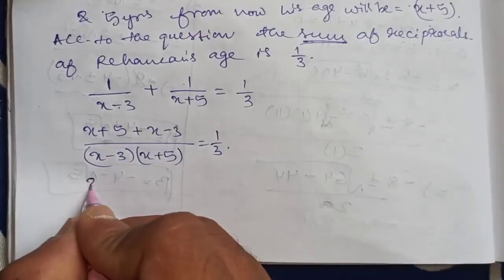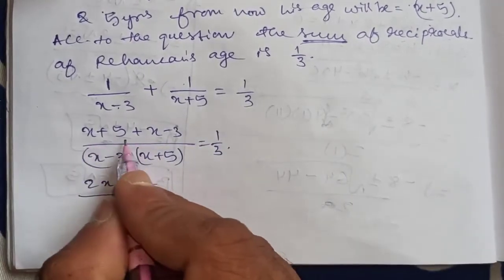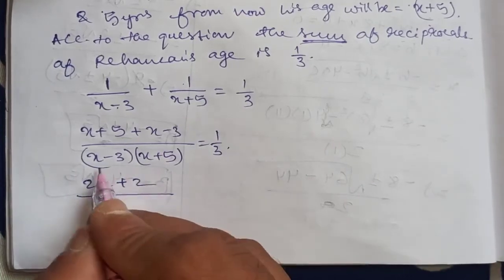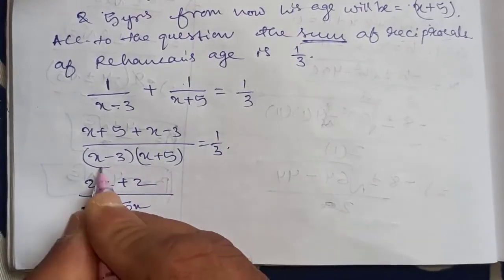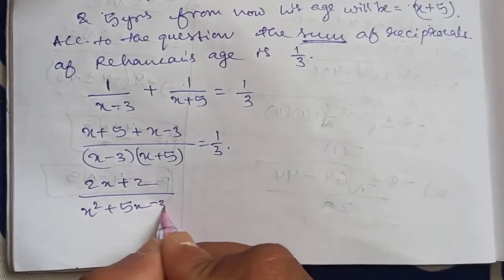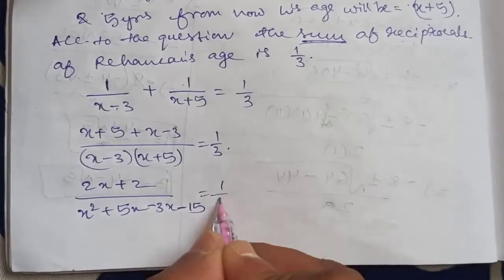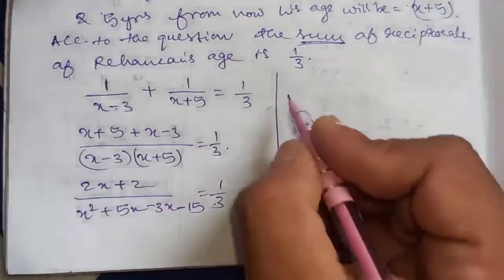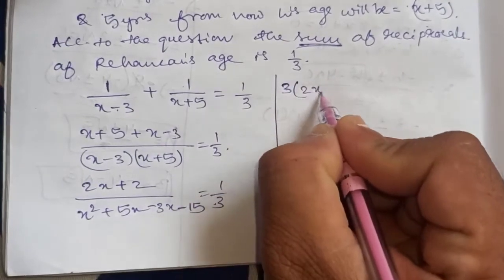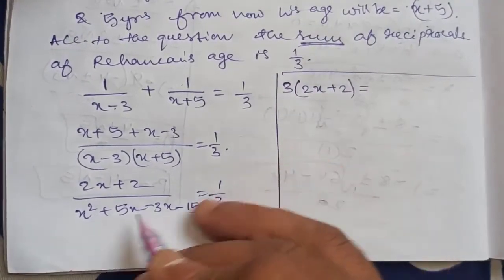x plus x is 2x, 5 minus 3 is 2, so 2x plus 2. Multiply this: x into x, x square, plus 5x, x into 5, 5x, minus 3x, minus 3 into 5, minus 15, equals 1 by 3. Again cross multiply. 3 multiplied on this side, we will get 3 into 2x plus 2 equals 1 into this term.